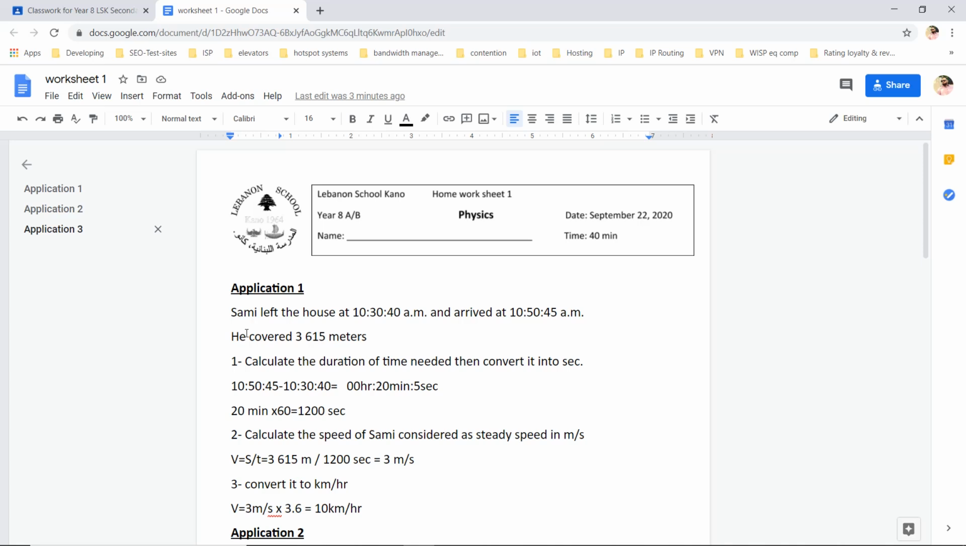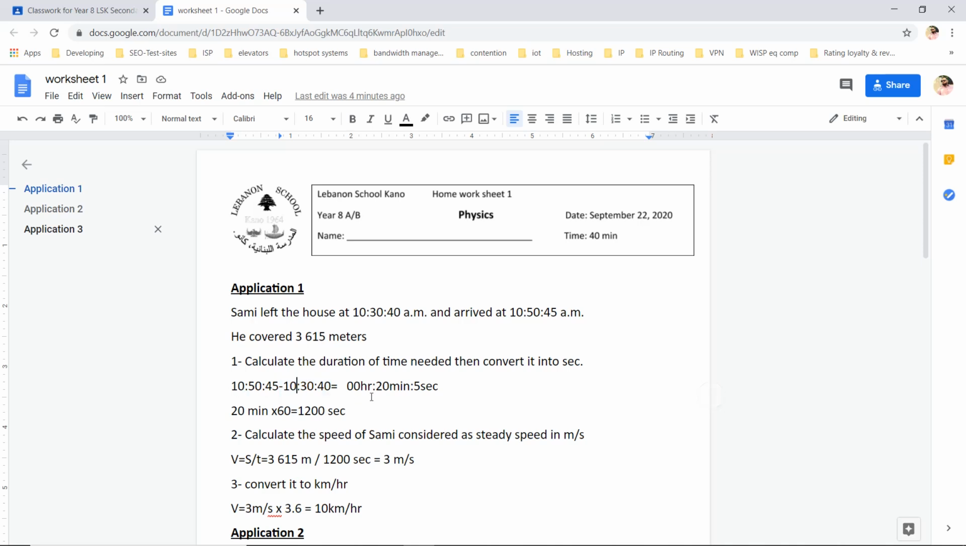First of all, Sammy left the house at 10:30:40 and arrived at 10:50:45 a.m. He covered 3,615 meters. Calculate the duration of time needed, then convert it into seconds. Now, how to calculate the duration? If you have two instants and you are going to calculate the duration, you must subtract these two instants of time. This is the first instant and this is the second instant, and you subtract the first instant from the second instant.